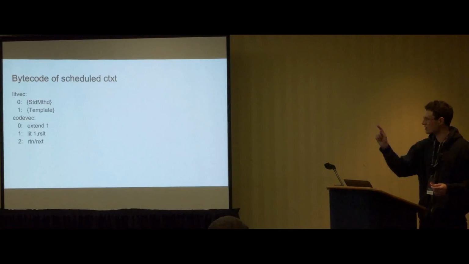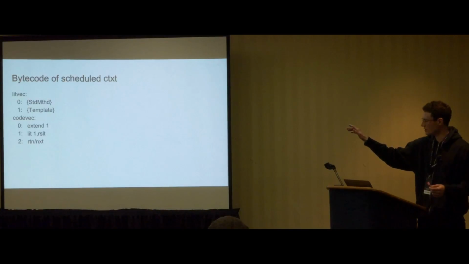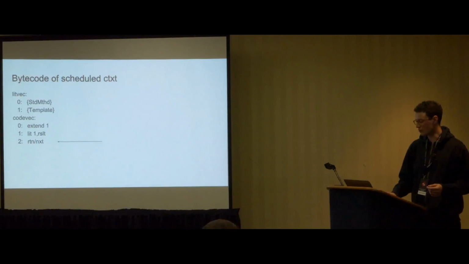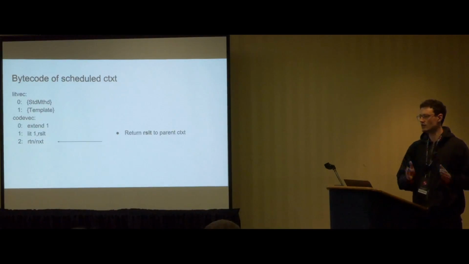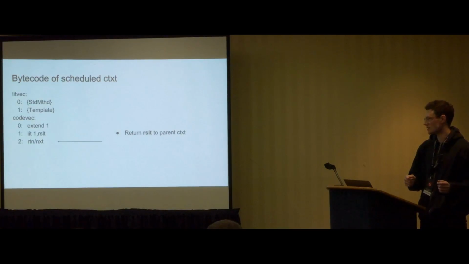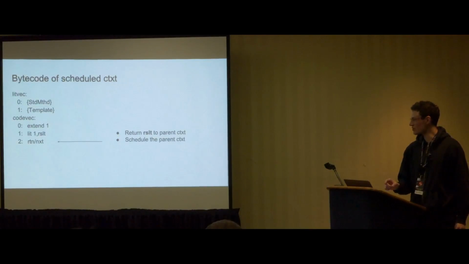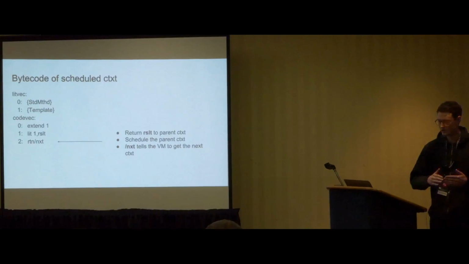And what then gets run is this. Let's ignore the first opcode, extend 1. It's not important for our example here. At the second position, you can see that we just put 1 into the result register and then call the return opcode. What this does is return whatever is in the result register to its parent context, which we set earlier to the initial context. Then what return next also does is it schedules the parent context. And the next tells the VM again that it should hand back control to the VM.